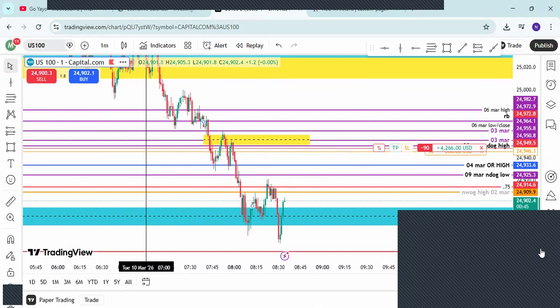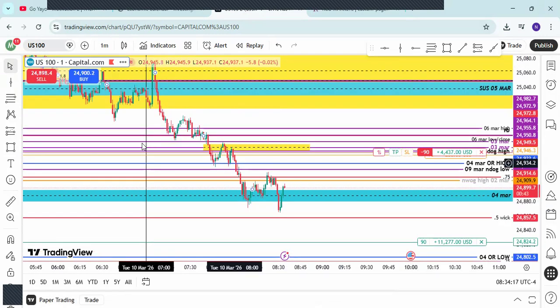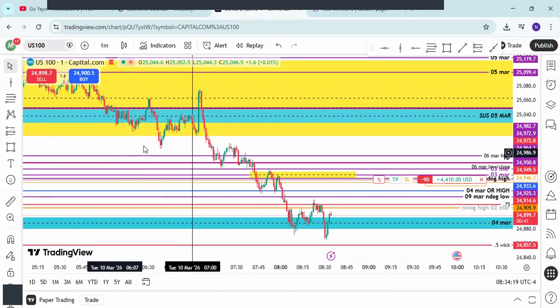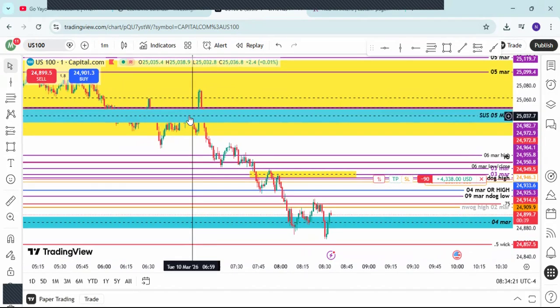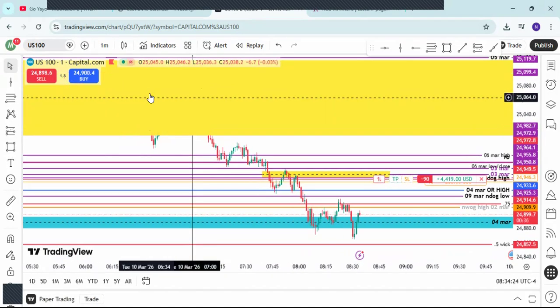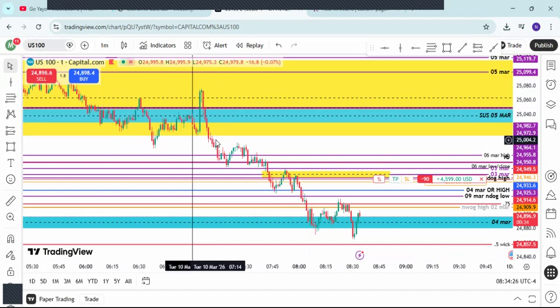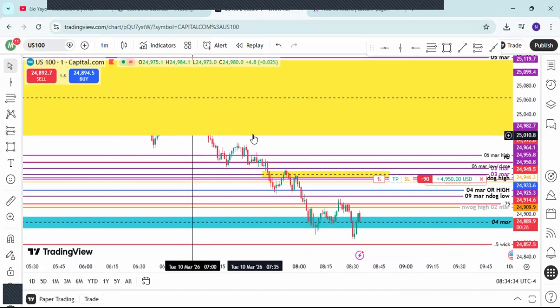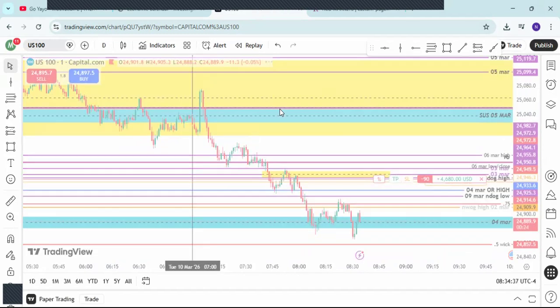So here we have the Nasdaq, which literally opened here at 7, went up, taking buy side here, and came back lower. This yellow area is a daily volume imbalance. Let's check that out.